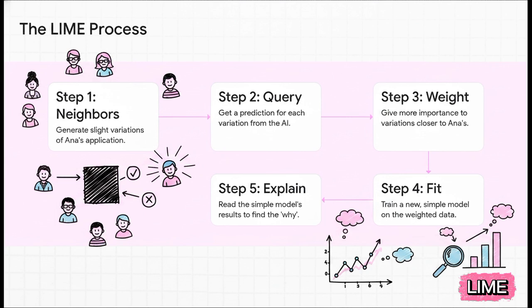Third, and this part is key, it gives more importance or weight to the variations that are most similar to Anna's real application. They're the most relevant after all. Fourth, using only this local weighted data, it trains a brand new, super simple model, like a basic linear regression. And finally, the fifth and final step, it just reads the results from that simple model. That's where the explanation lies.